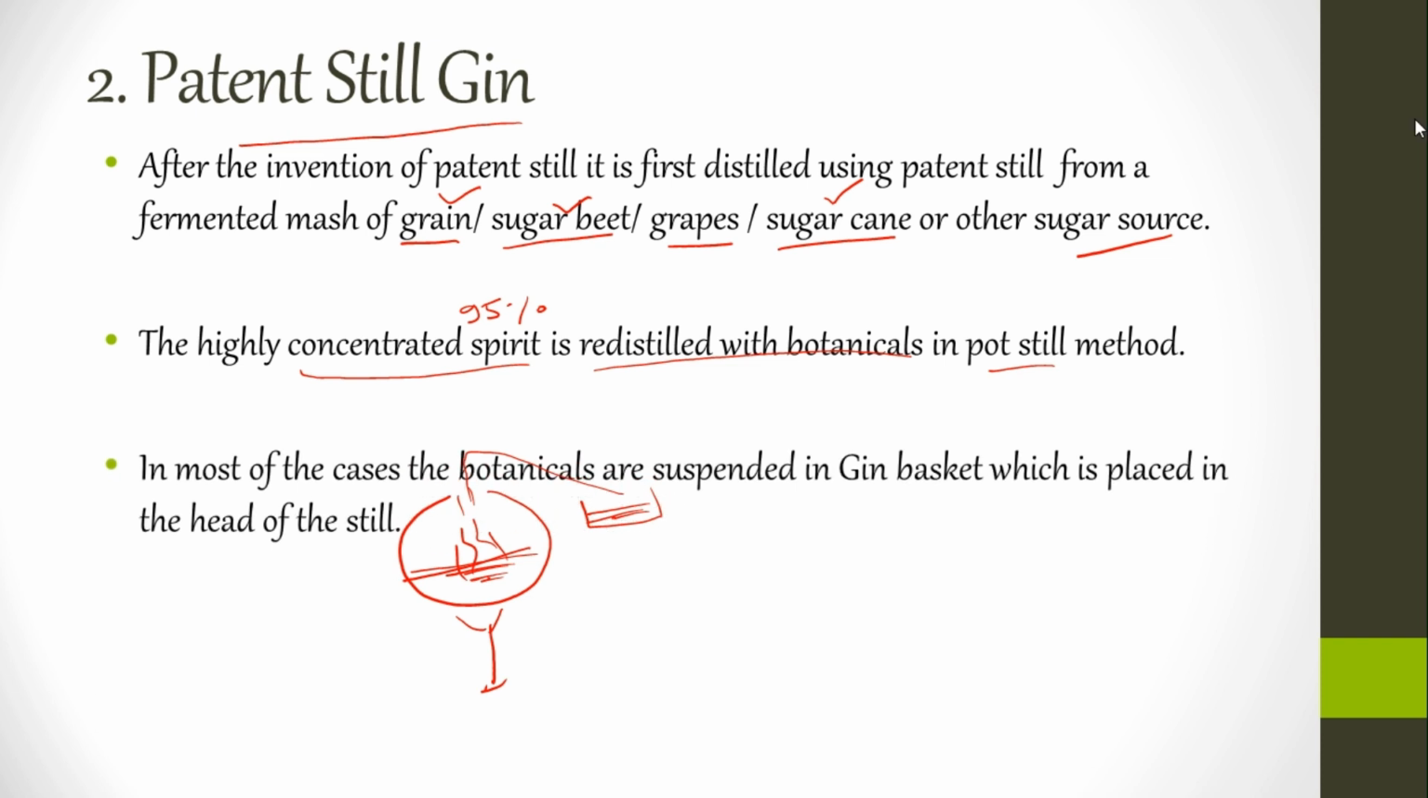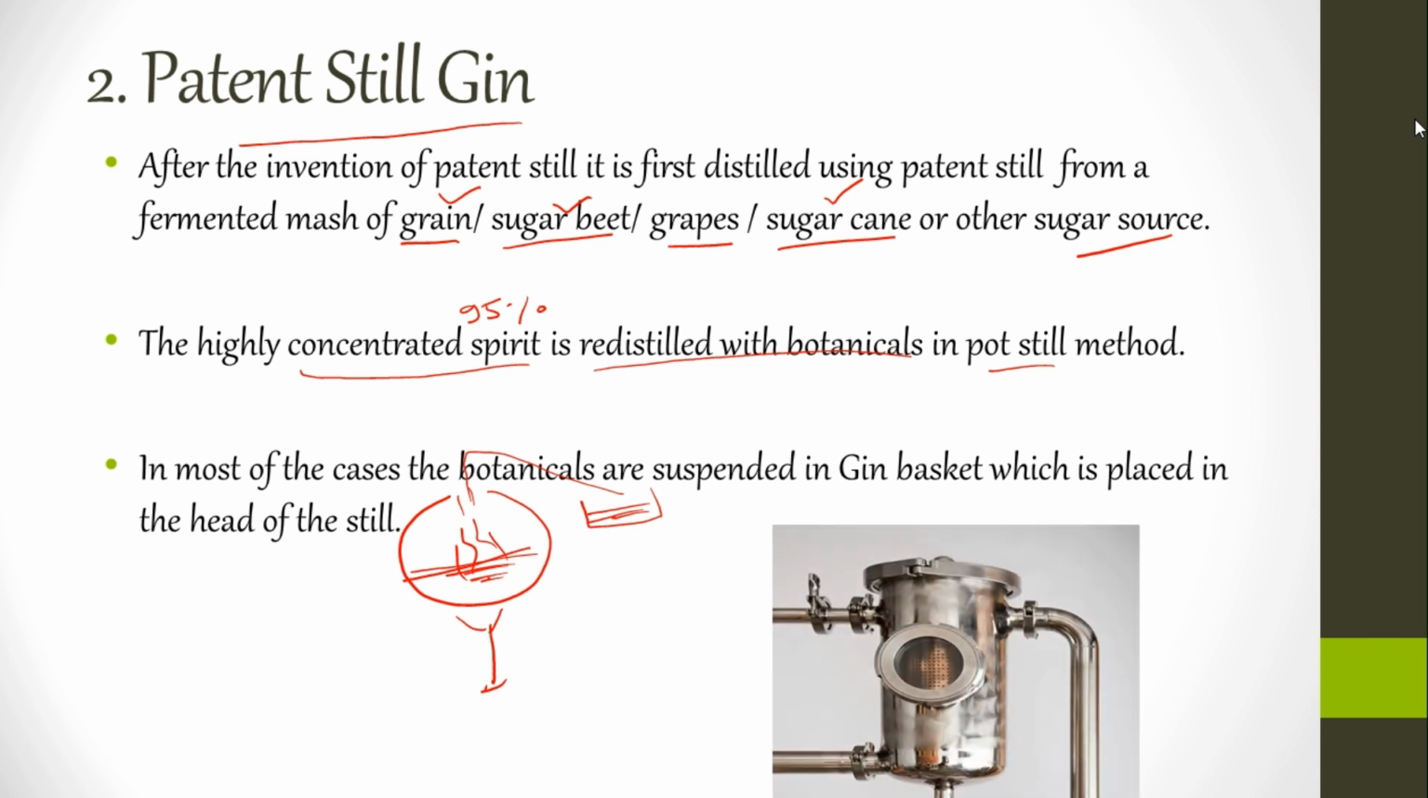Next, in some cases the botanicals are suspended in a gin basket which is placed in the head of the still. If you want a very low flavor of botanicals, a very light flavor gin, then you can use a gin basket. So rather than putting your botanicals directly into the spirit, you will add a basket over here. We can draw it so it is more visible. You can put a basket over here, and in this basket you can add all the botanicals. So when the alcohol vapors pass through these botanicals, they take the flavor into the final product. This is the method of using the gin basket.